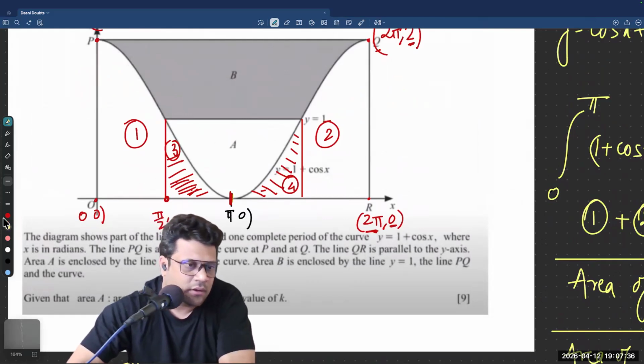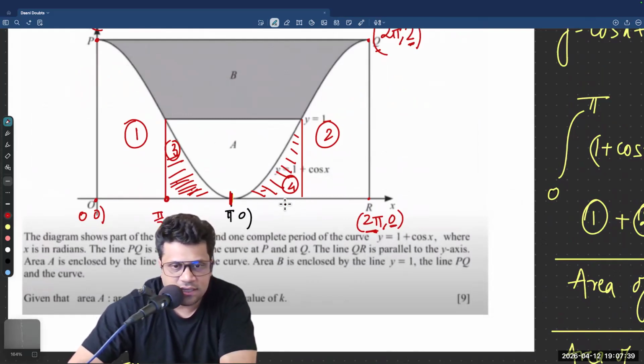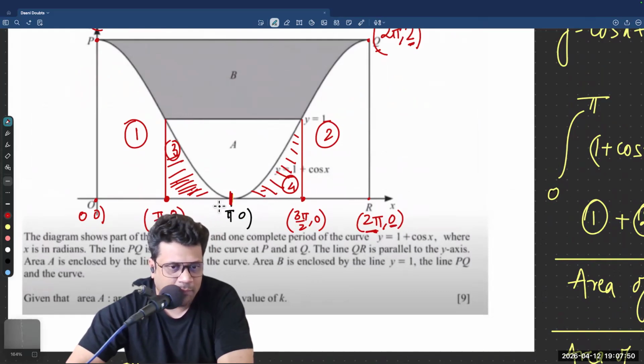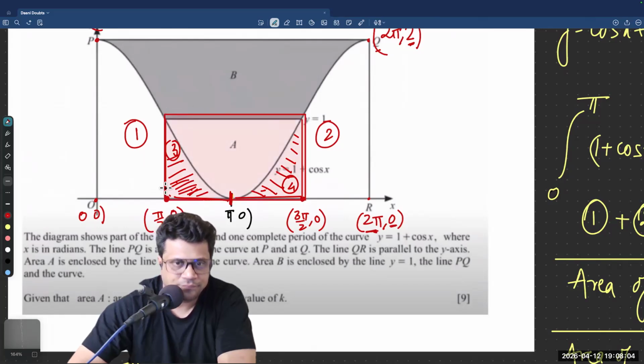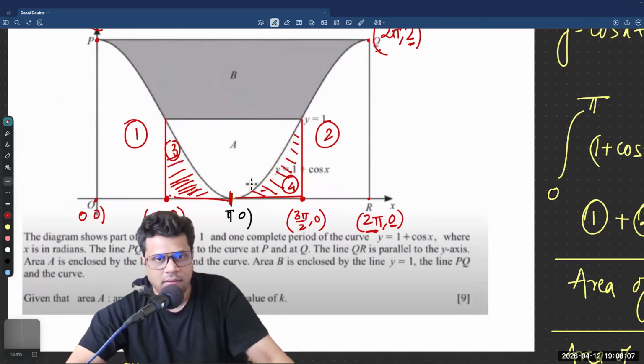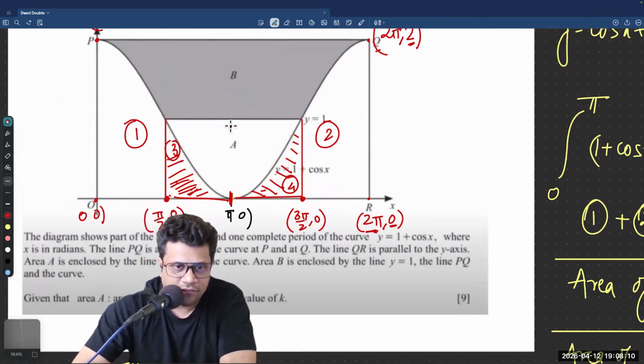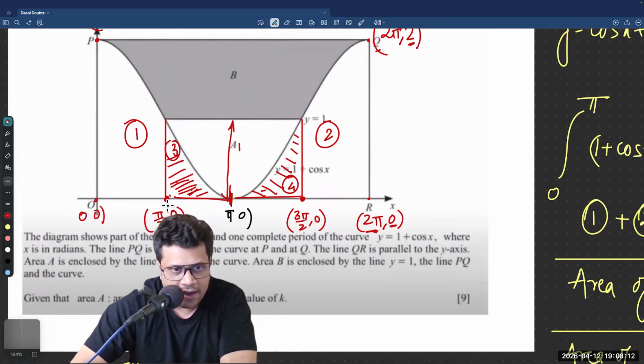This rectangle there. Well, I know this point is pi by 2 comma 0, and this point is 3 pi by 2 comma 0, just by symmetry. If the gap between this point and this point is pi by 2, of course the gap between this point and this point will also be pi by 2. So this whole rectangle that you have there has a height of 1 and a length of this minus that. That's pi.